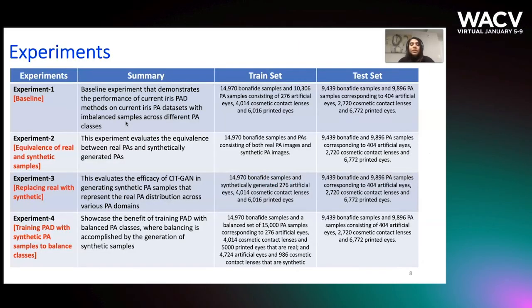We further did some experiments with current state-of-the-art methods to analyze the efficiency of synthesized PA images in replacing real PAs. Experiment 1 is the baseline experiment that demonstrates the performance of current iris PAD methods on current iris PA datasets with imbalanced samples. Experiments 2 and 3 are two different experiments that evaluate the performance of PAD methods when real PAs are substituted with synthesized PAs. And finally, experiment 4 showcases the benefit of training PAD methods with balanced PA classes.